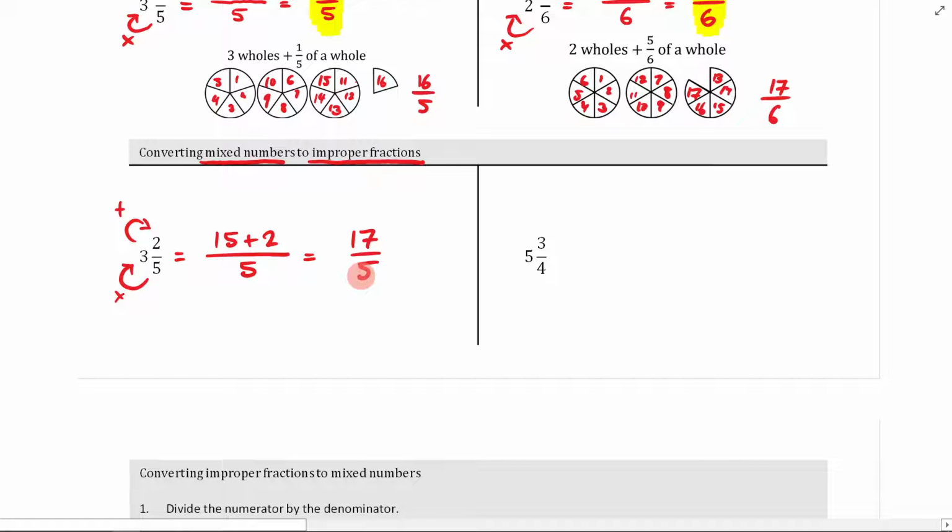Perfect. We can come over here. And if you want, you can actually skip this step. You could just go 4 times 5 is 20, plus 3 is 23. And then keep the denominator the same, people. Keep that denominator the same. So the answer is going to be 23 on 4. So as you can see, drawing in these arrows here aren't necessary, but they are a helpful reminder of what it is that you're doing. You're taking this and multiplying it and then adding on that numerator to it. So 4 times 5 is 20, plus 3 is 23, and then keep the denominator the same.